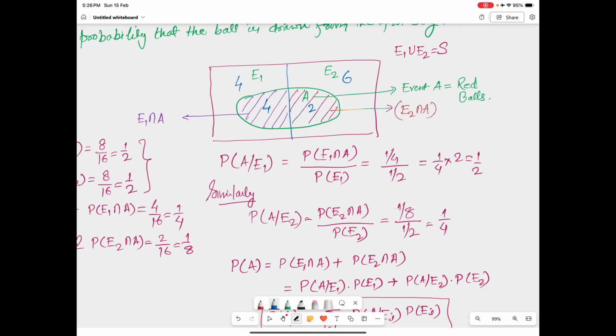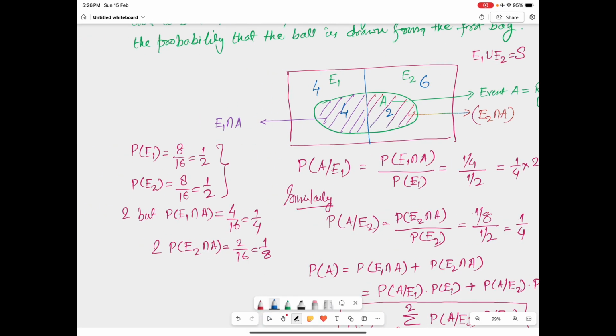Now the probability of occurrence of A, meaning occurrence of a red ball from bag 1, is given by P of E1 intersection A divided by P of A. I have given a separate video on conditional probability. You may refer to that. So this is the formula being used.